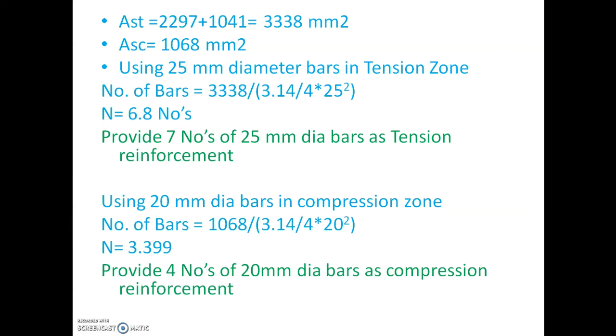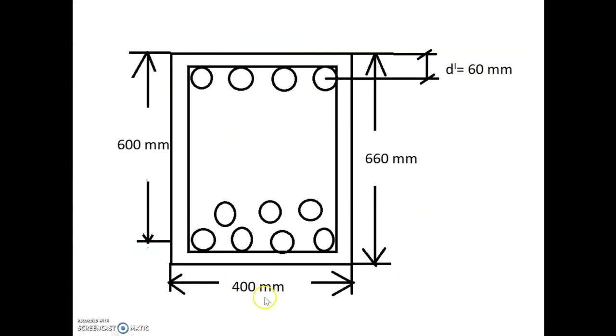After getting the values, draw the diagram with all details. That is, B is equal to 400 mm, D is equal to 600, that is the effective depth is 600, total depth is 660 mm, and D prime is 60 mm.